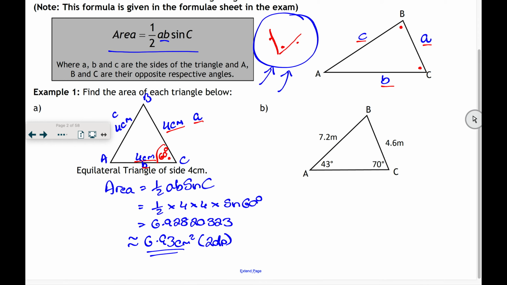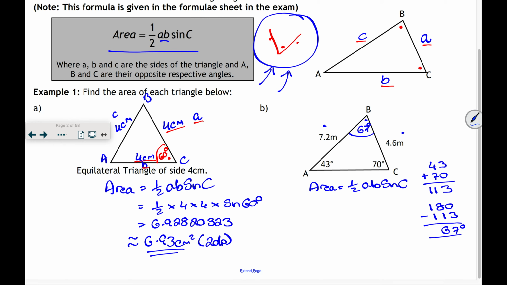So before I even think about doing it, I want to find out the size of that angle. So add them up. We're going to say 43 plus 70, which will give me 113. Then it'll be 180 take away 113, which is 67 degrees. And now I have the conditions for the area formula. I have the sides, and I have the included angle. I can now go and make it work. So the formula says area is equal to a half AB sine C.